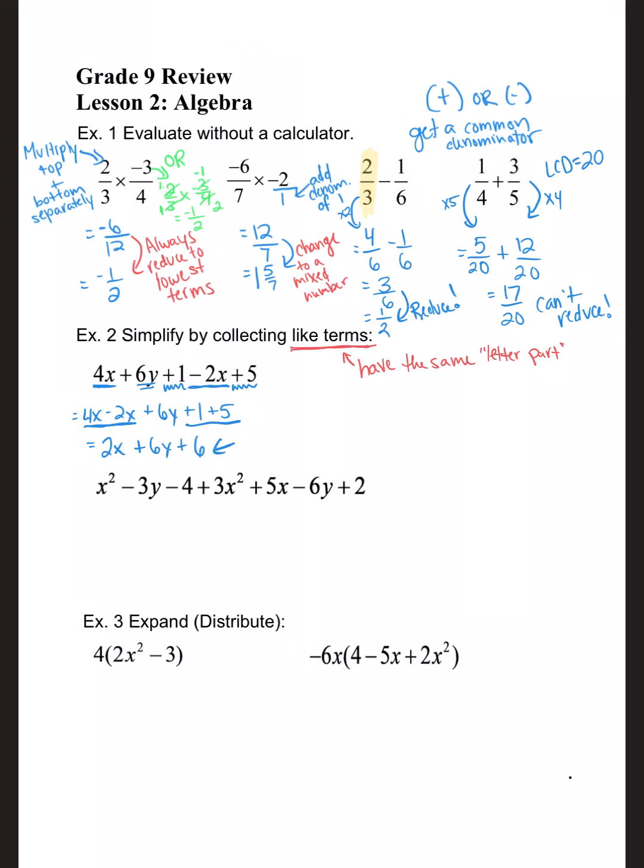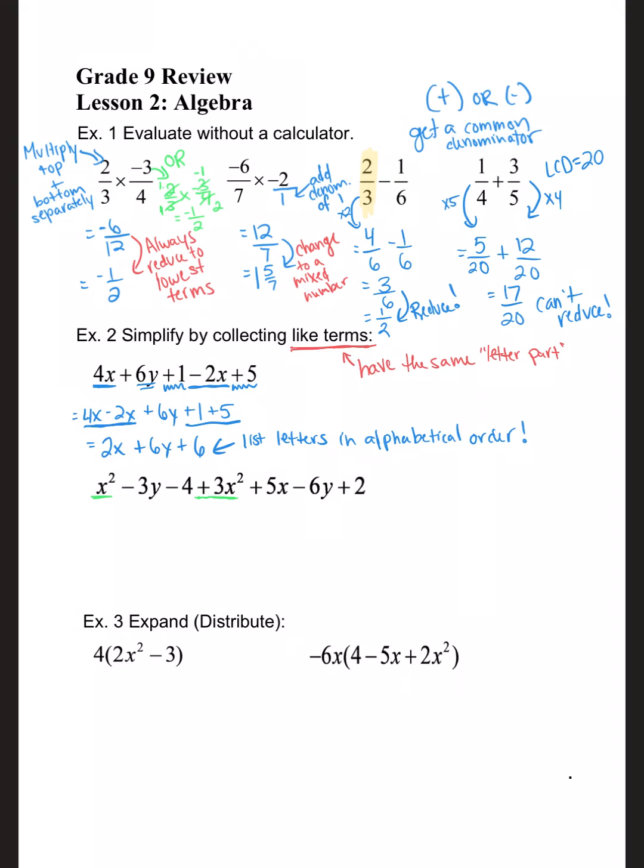All right, so let's take a look at this next one. Again, in this one we have some x's and we have some y's. So we're going to try to collect any like terms here. So let's start with, we have an x squared. We're going to look along our expression to see if we have any other x squared terms. And we do have a 3x squared. And I hope you notice here, I'm also underlining the sign that's in front of it, because it's important to bring that plus or minus when you start moving things around.